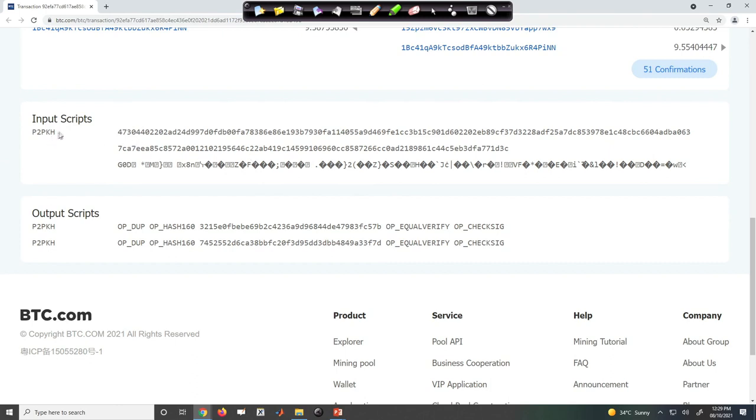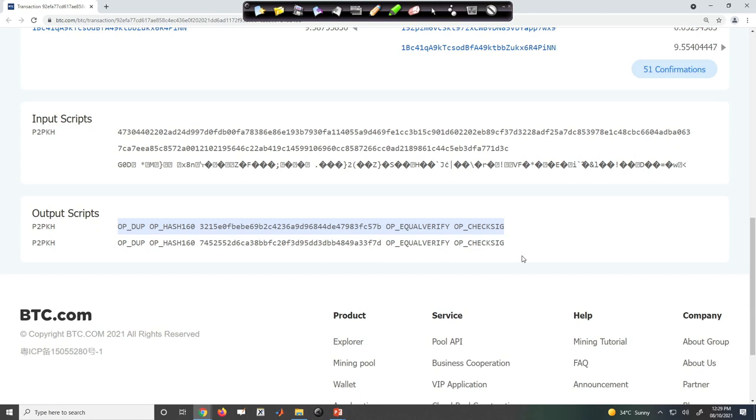if you look at this here, it has this P2PKH, that is pay to public key hash that we talked about, and then the output scripts also have P2PKH, and you see that whatever we have talked about so far, that type of example is given here.